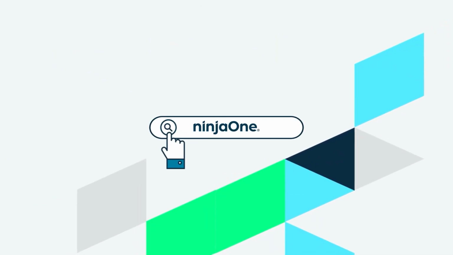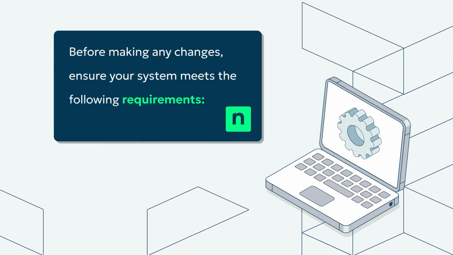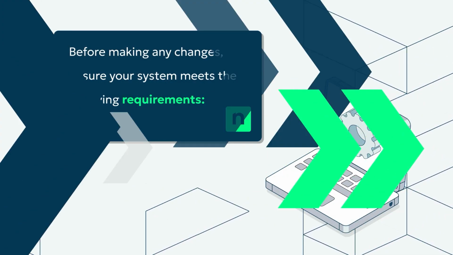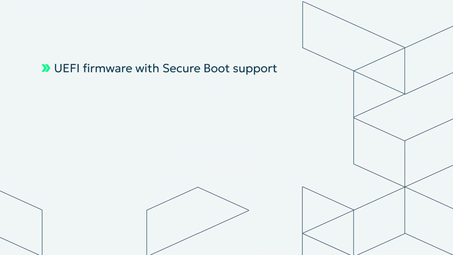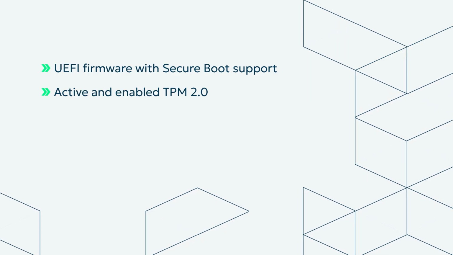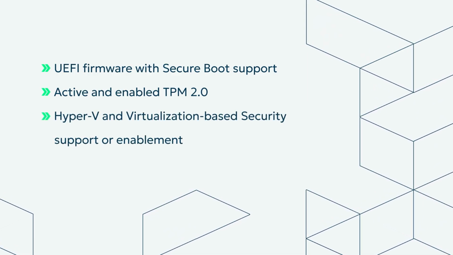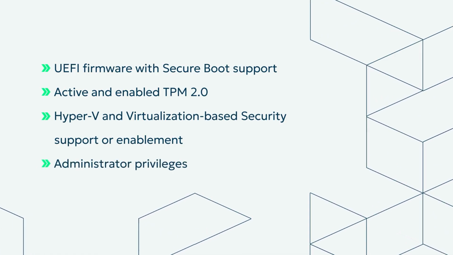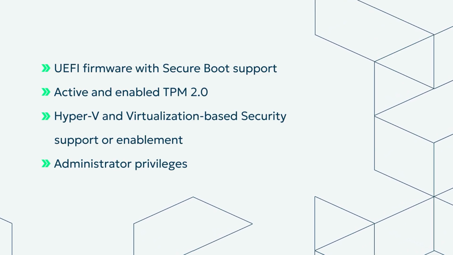Prerequisites for System Guard Secure Launch settings modification. Before making any changes, ensure your system meets the following requirements. UEFI firmware with Secure Boot support. Active and enabled TPM 2.0. Hyper-V and virtualization-based security support or enablement. Administrator privileges. If these prerequisites are met, you can then proceed with your chosen configuration method.